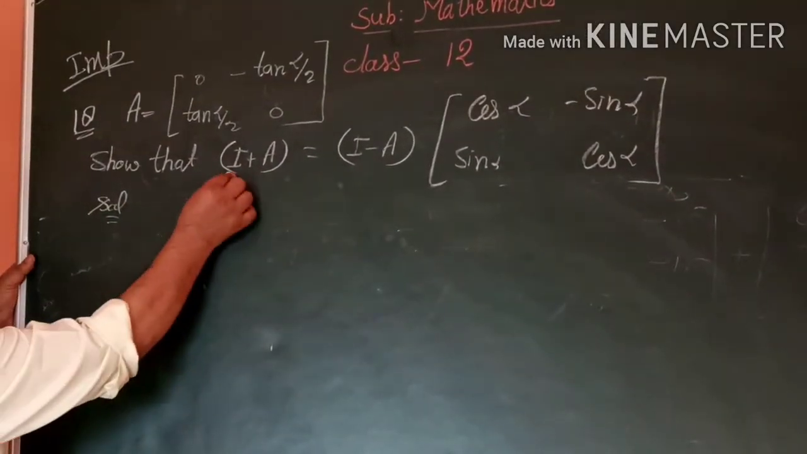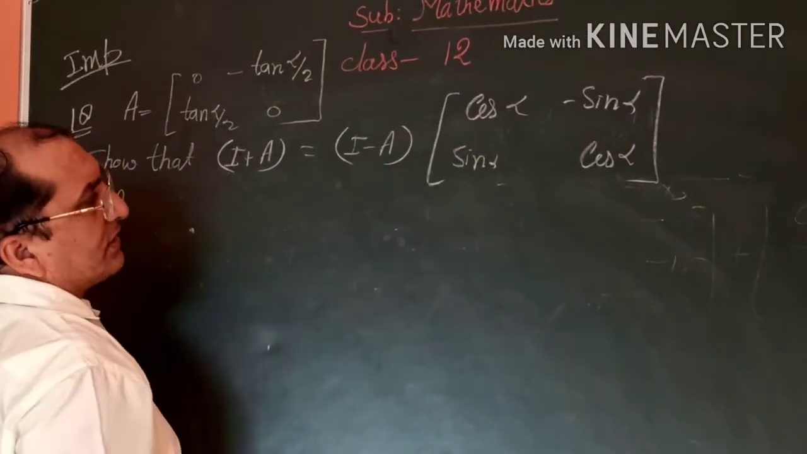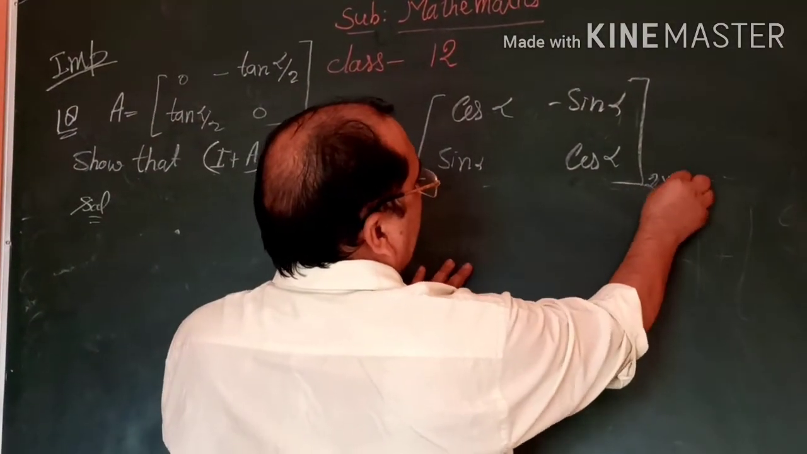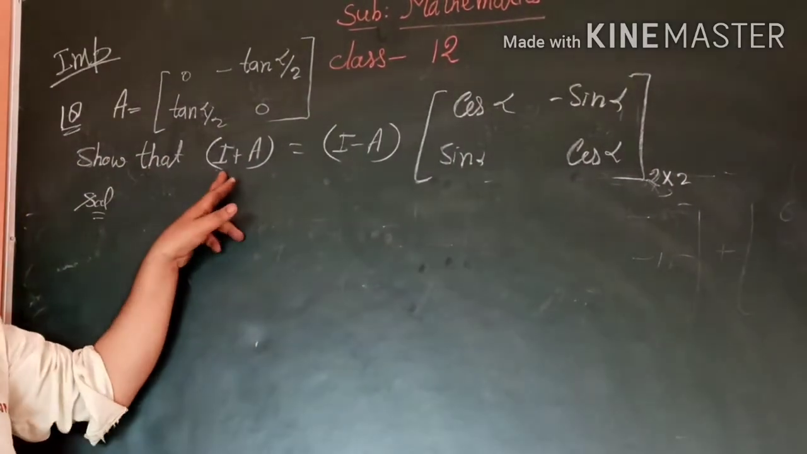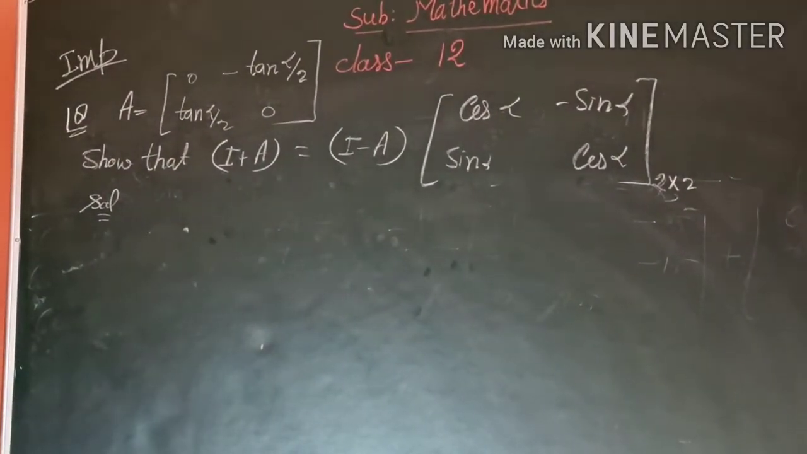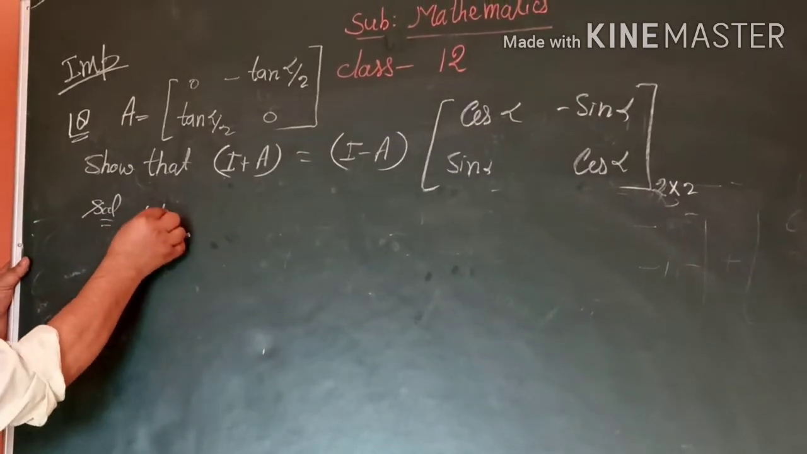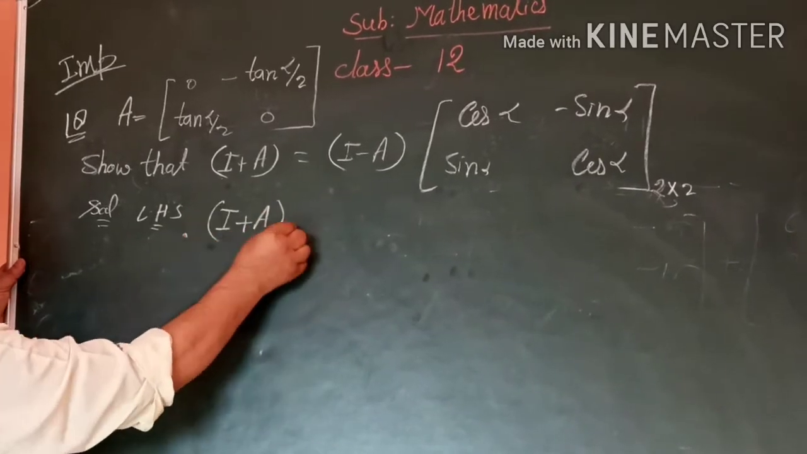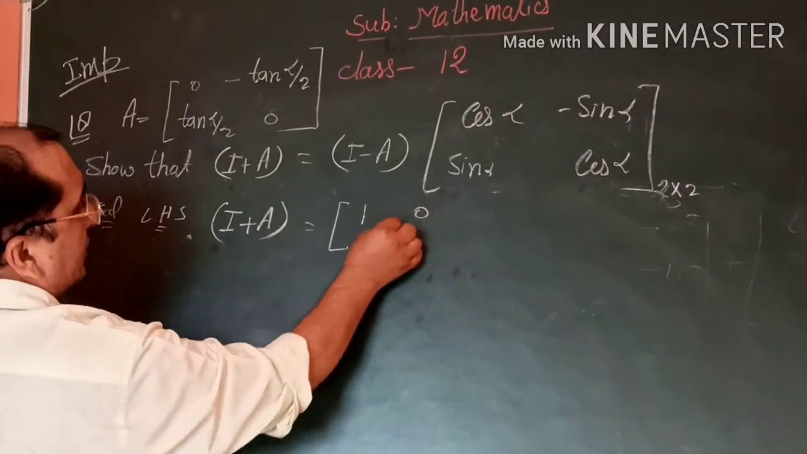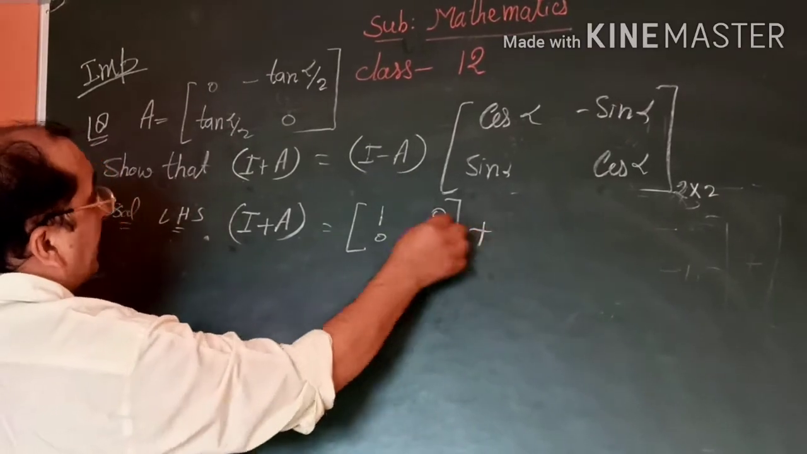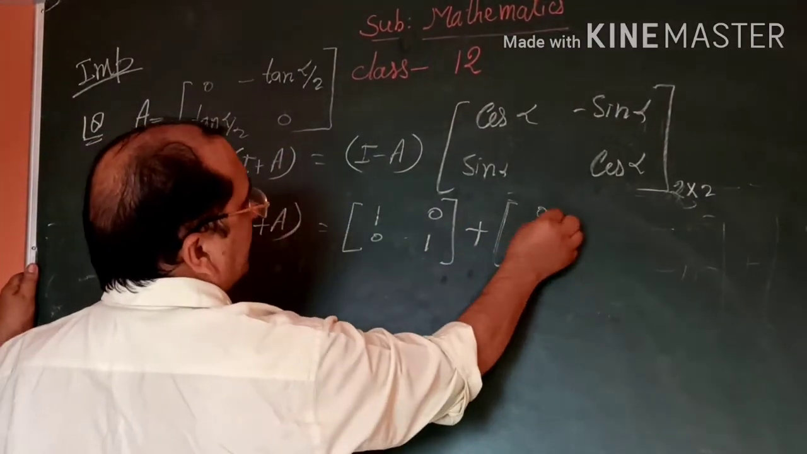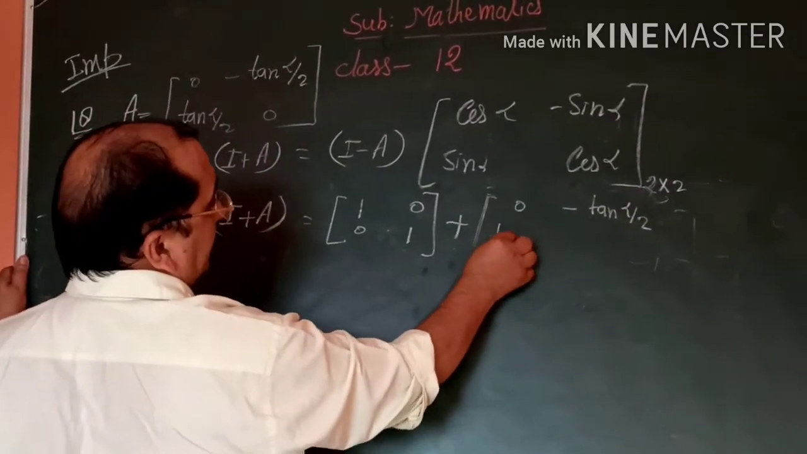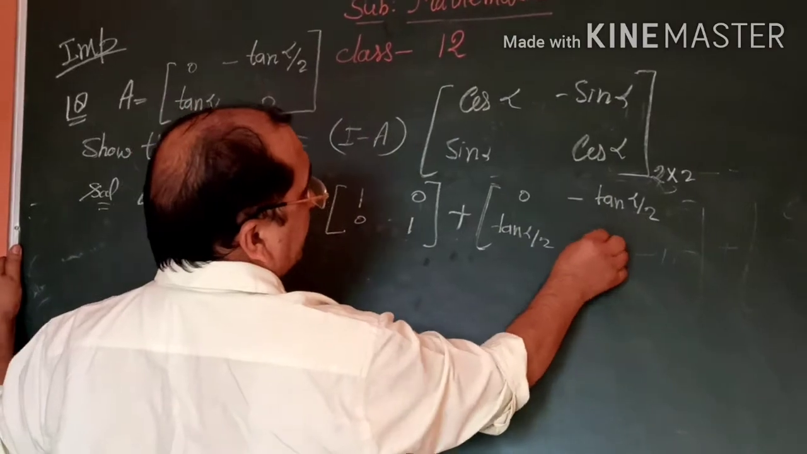And we have to prove that I plus A equals (I minus A) times the matrix [cos alpha, minus sin alpha; sin alpha, cos alpha]. This is 2 cross 2, and here I is the identity matrix of order 2 cross 2. First of all, we will solve the left hand side. Left hand side means I plus A. What is I? [1 0; 0 1] plus A, which is given as [0, minus tan(alpha/2); tan(alpha/2), 0].